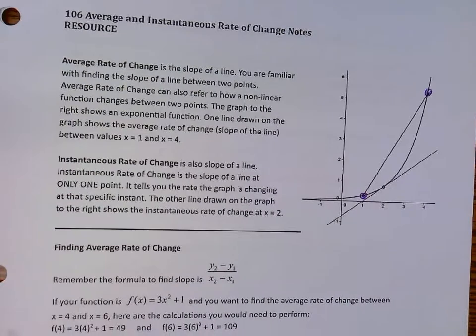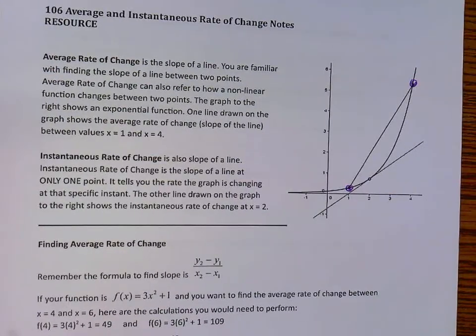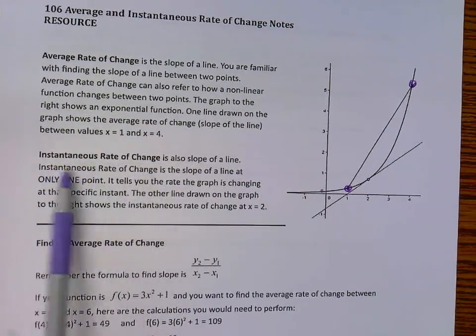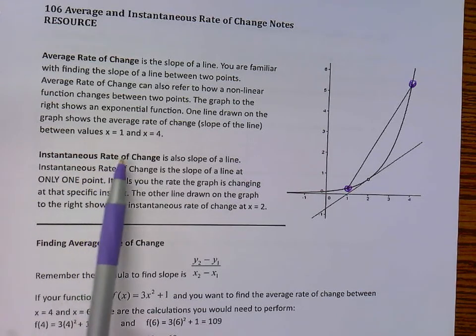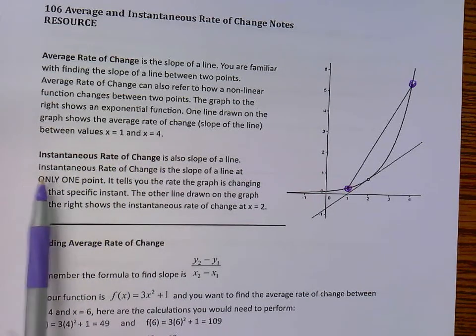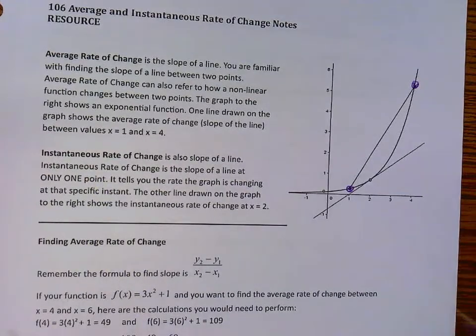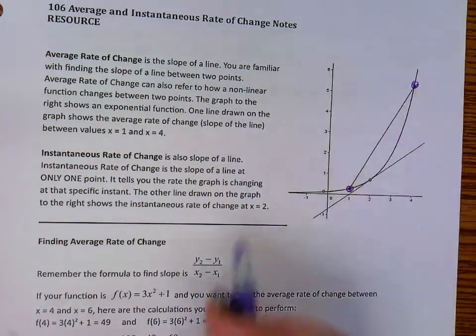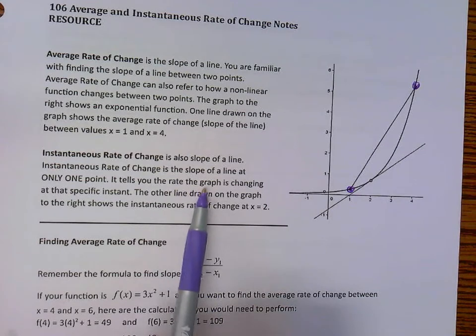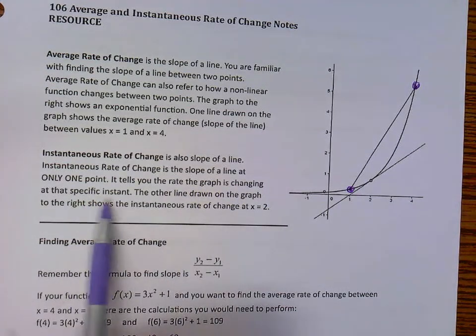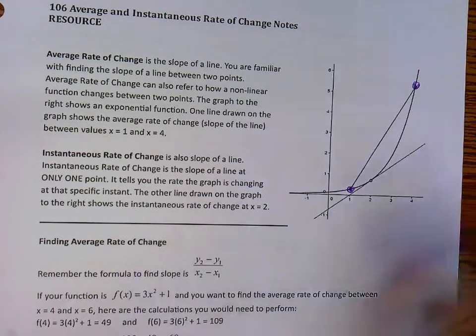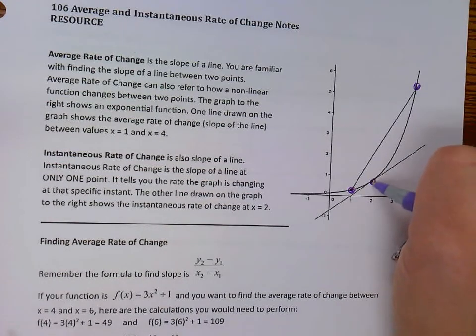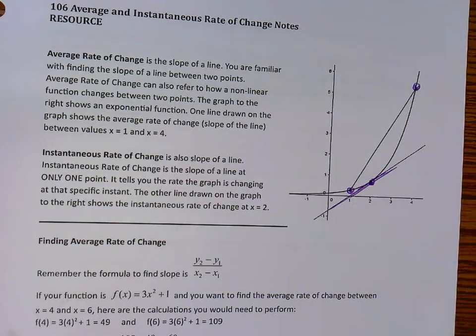There's another thing called instantaneous rate of change that we're going to hear a lot this year and in Unit 1. That's also a slope of a line, but it's the slope at only 1 point. On this graph, it's telling you how the rate of change is changing at a specific instant. So the other line is instantaneous. This one right here is the instantaneous rate of change at that 1 point. So you might ask, how can you find slope if you only have 1 point? That's something that we're going to learn that's new today.